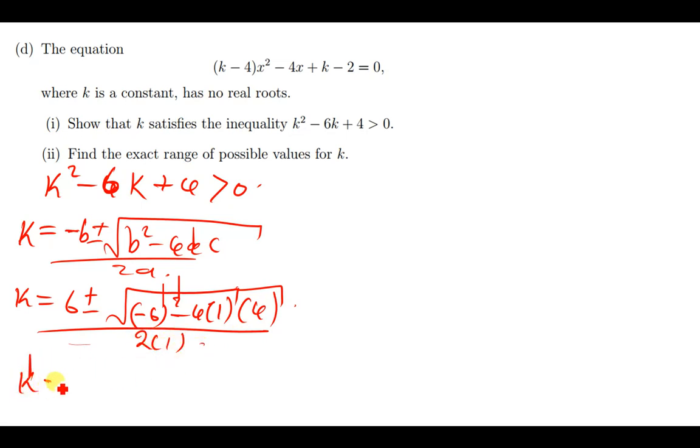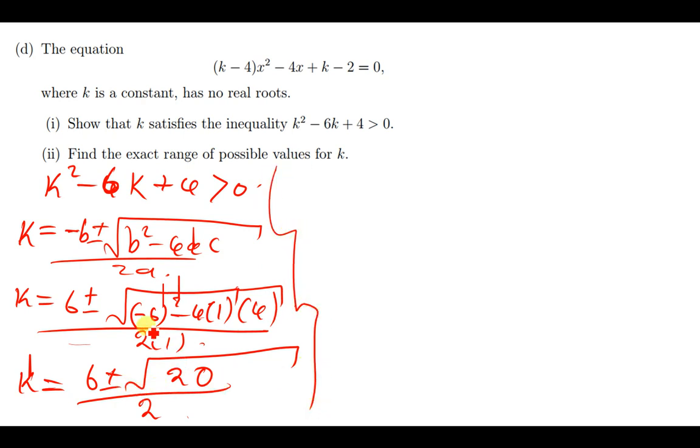So the value of k is simply going to be equal to 6 plus or minus the square root of, this will give us 6 squared is 36 minus 16. That will just give us 20. Then everything divided by 2. So from there, we have these are the values of k.